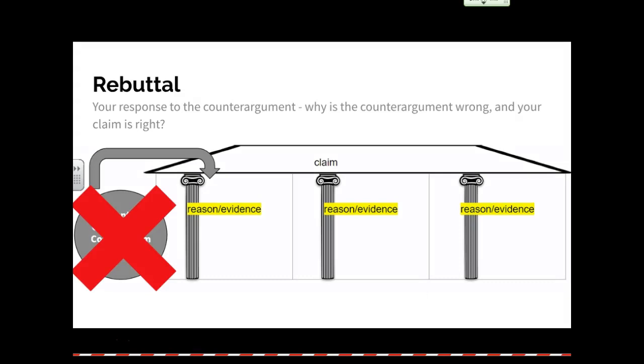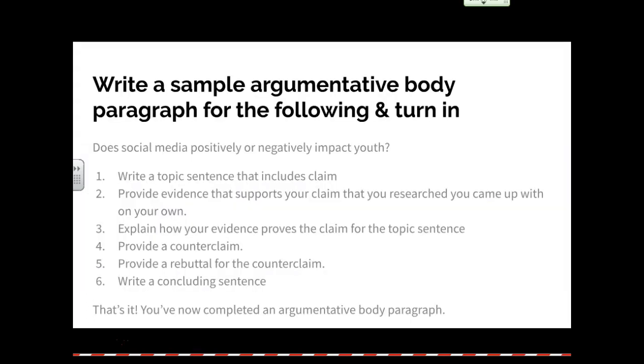Rebuttal. Your response to the counter-argument. Why is the counter-argument wrong and your claim is right? You effectively get rid of the item that can ruin your argument. Does that make sense? Okay. Just another way of looking at it.